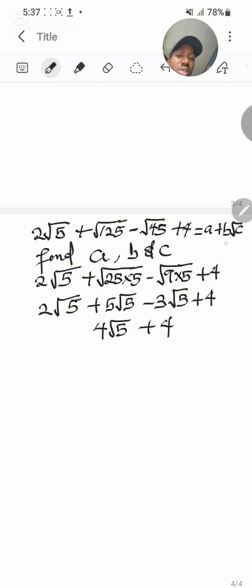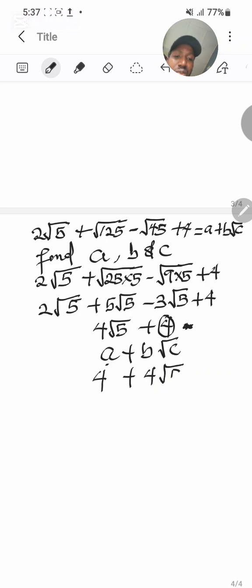Now, if you look at what they ask us to compare it to, we have a plus b root c. That means that a is the part that does not have any roots attached to it. And if you compare it to what we have in this situation, 4 is the one that satisfies that. So we can write our 4 first, plus b root c is the third part, which is the 4 root 5. So we have rearranged 4 root 5 plus 4 to look exactly like what they wanted.